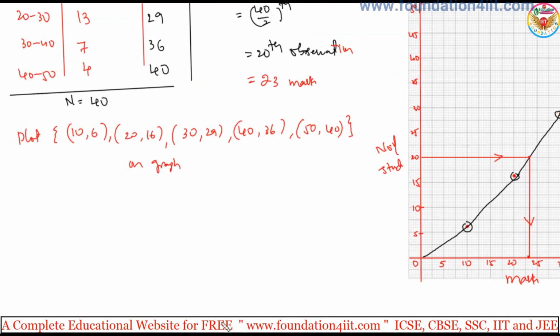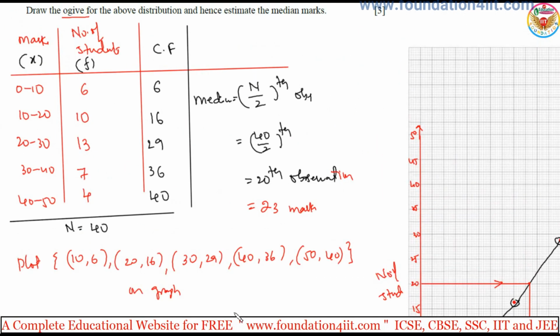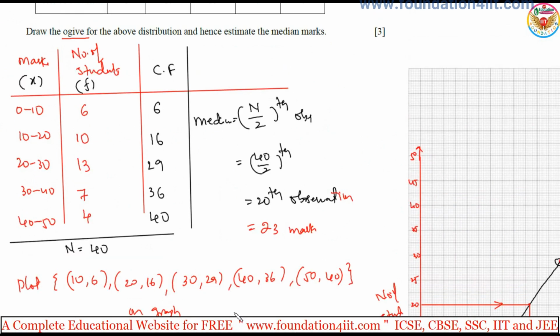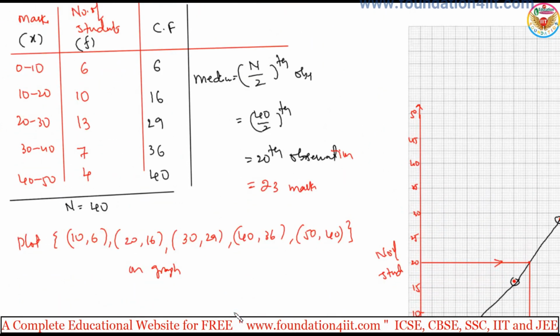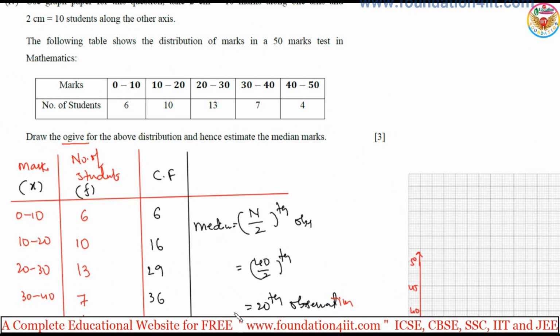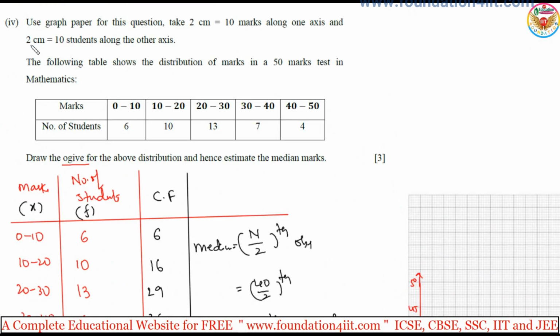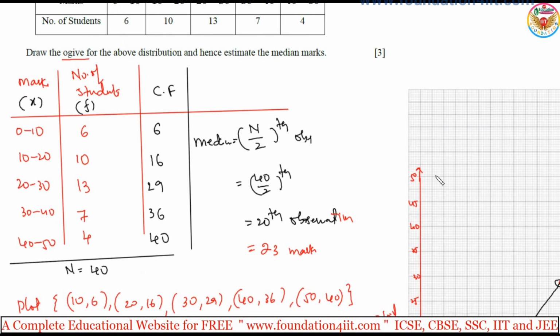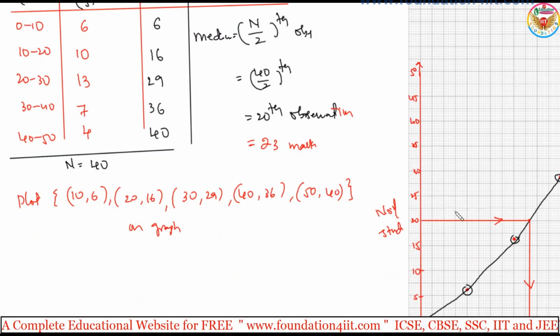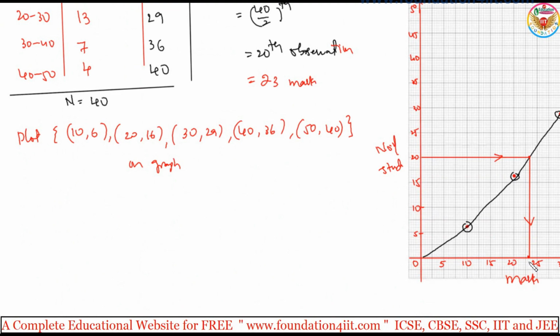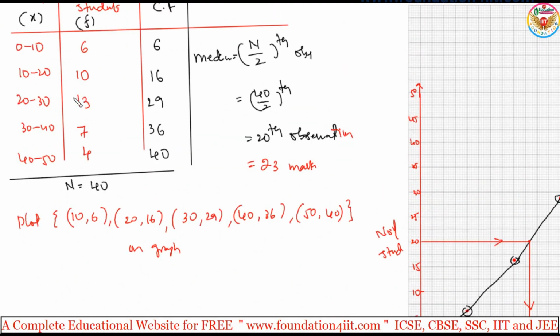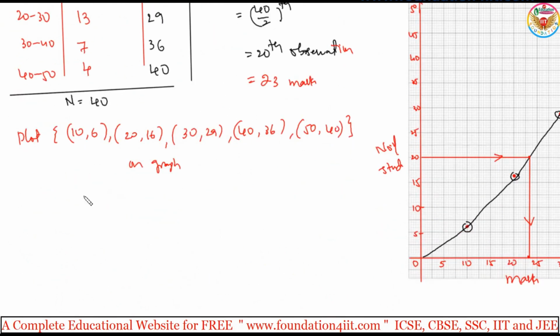Okay, so this is the graph. Always plot upper limits and cumulative frequency on the graph, and according to the given scale you can make it. Scale also, here we took the same as it is. 1 centimeter is equal to 5 marks, same 1 centimeter is equal to 5 students. Right? So finally the 20th observation is touching the x-axis, and that particular point is the median. So 23 marks is the median for this question.